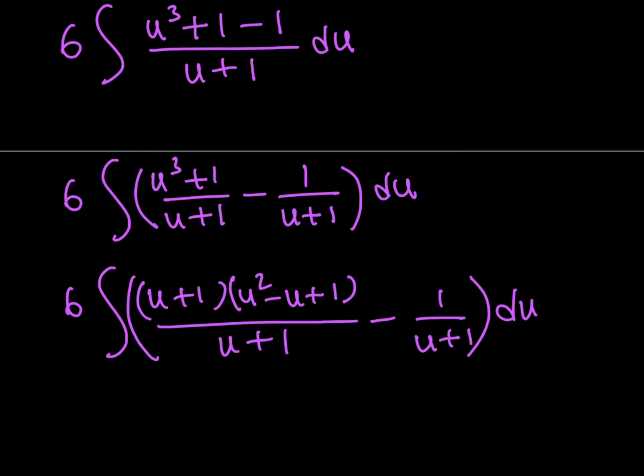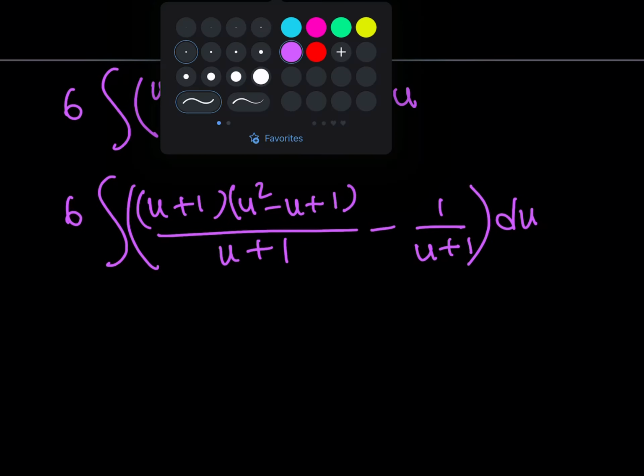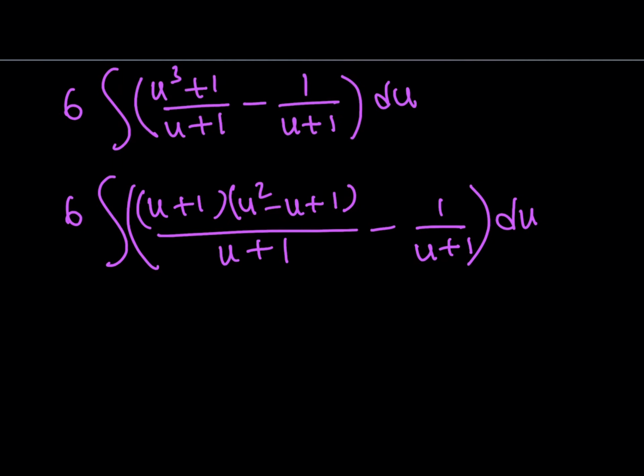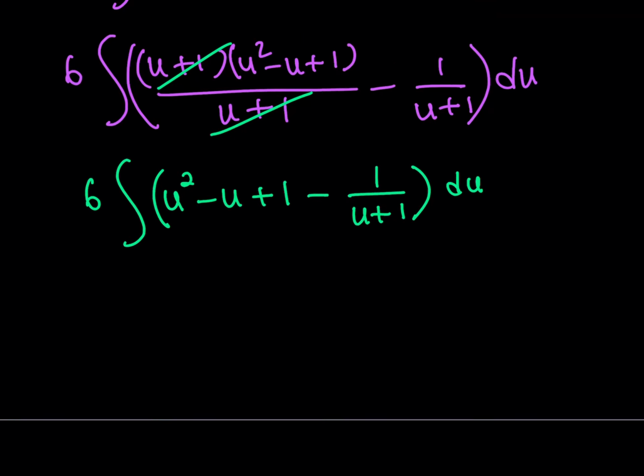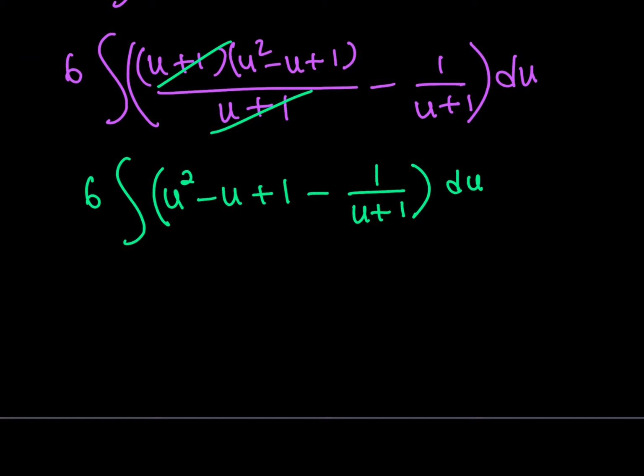All right, great. Now, what can I do? I can just go ahead and get rid of the u plus 1, and I'll end up with a polynomial expression. Let's go ahead and rewrite it to see better. We have u squared minus u plus 1 minus 1 over u plus 1. Okay, you could also find the same answer by using polynomial division, long division, or synthetic division as well. As long as the divisor is something like u plus a, you can do that.